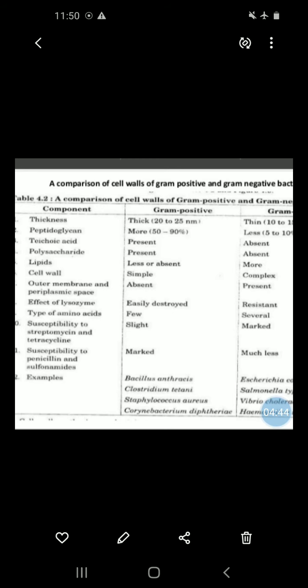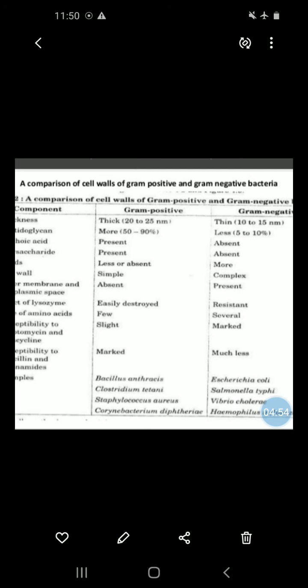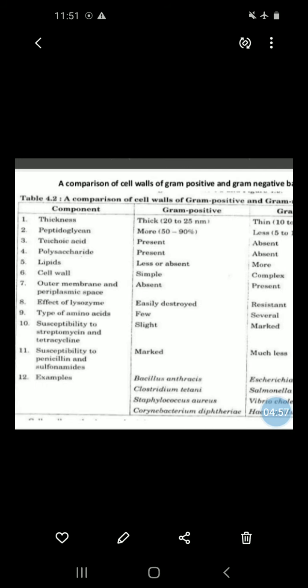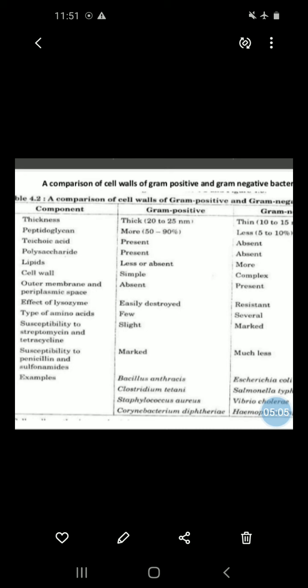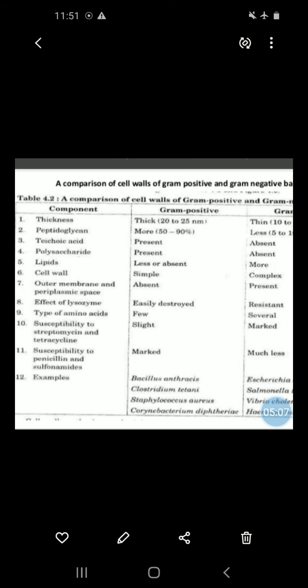The cell wall in gram-positive bacteria is simple, and in gram-negative it is complex. The outer membrane and periplasmic space are absent in gram-positive bacteria and present in gram-negative bacteria. Effect of lysozyme: in gram-positive bacteria it is easily destroyed, and in gram-negative bacteria it is resistant. Types of amino acids are few in gram-positive and several in gram-negative.